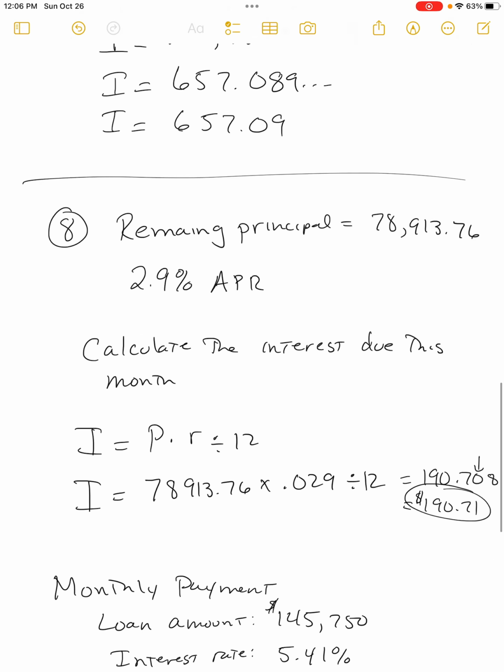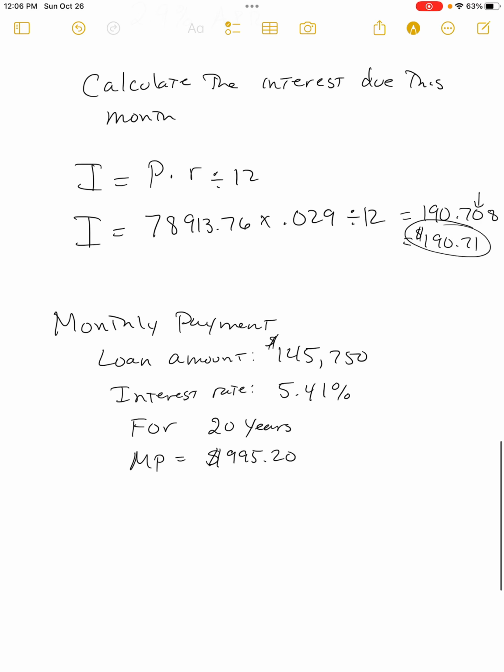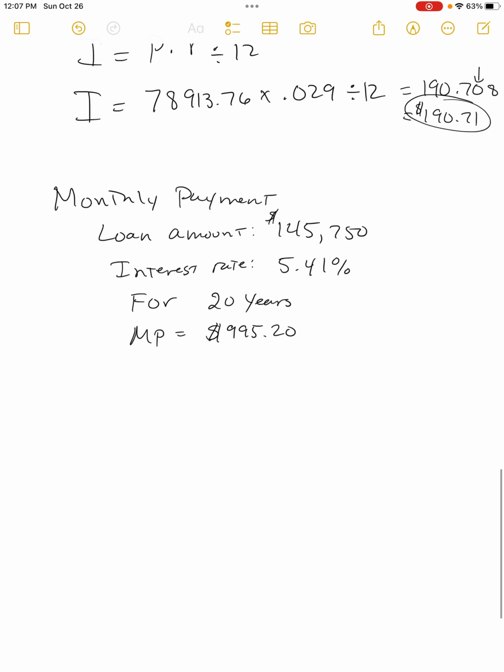And the question is how'd they come up with it? Oh, $995.20. Usually it's rare to see it be a perfect number. So $995.20. The question is, how did they come up with that number? Well, let's try it ourselves. There's a monthly payment formula. And so I think our book calls it PMT for payment.